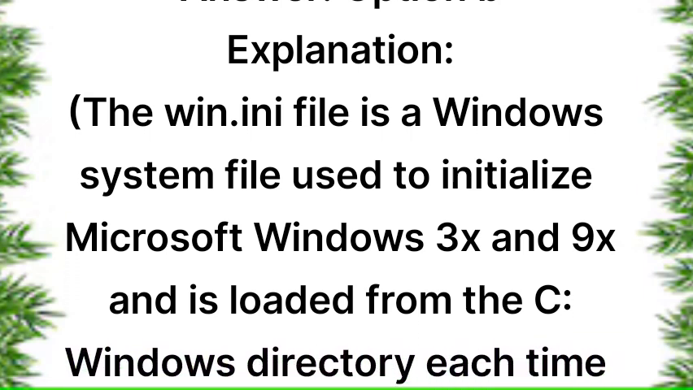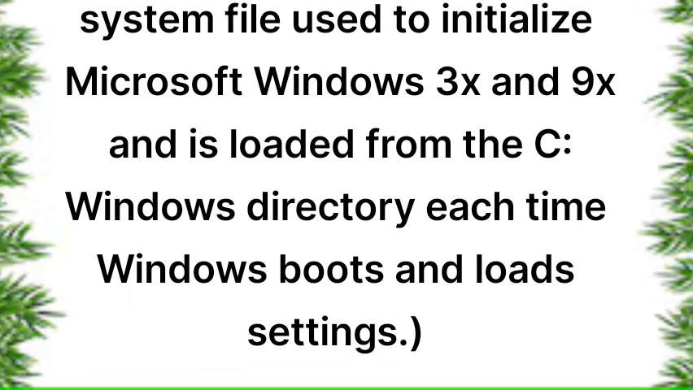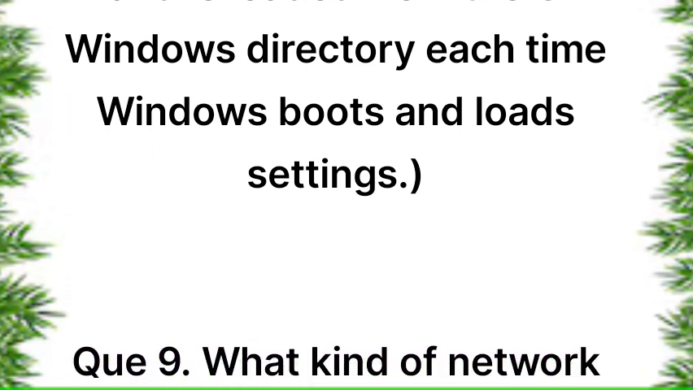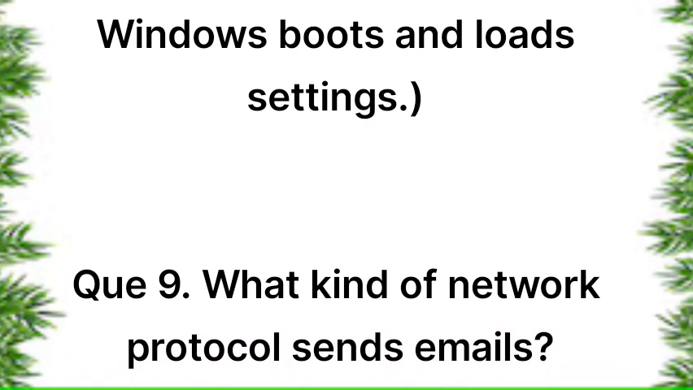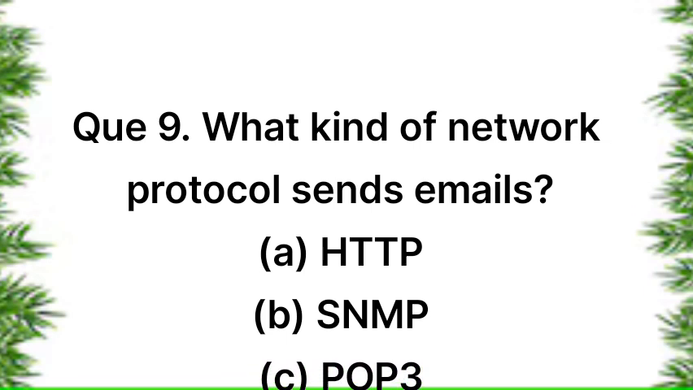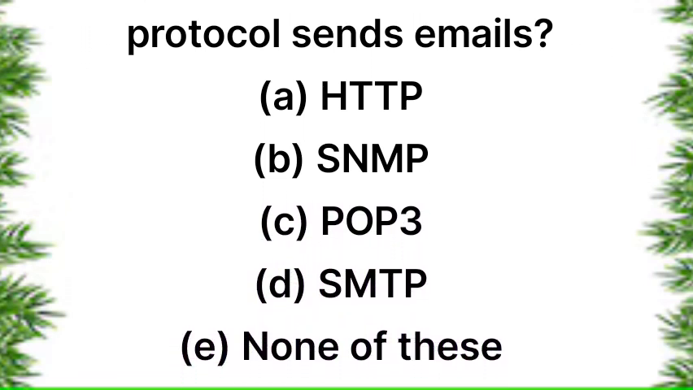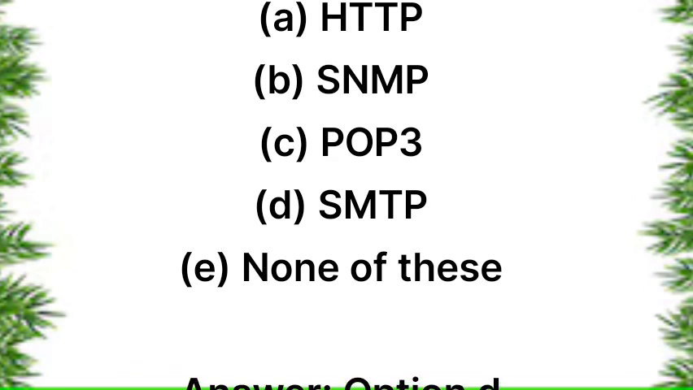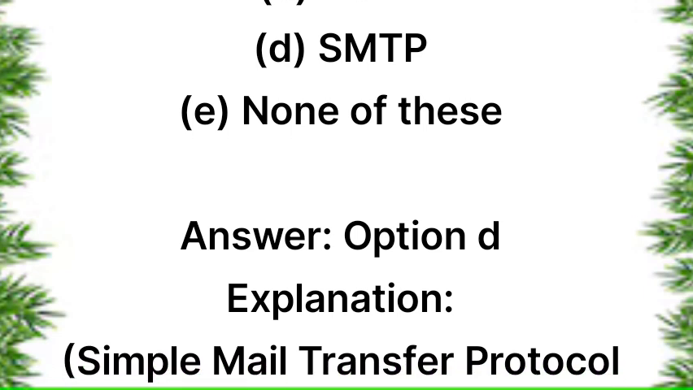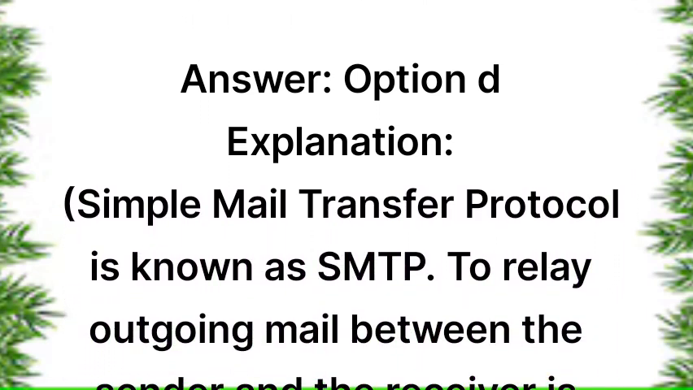Q9. What kind of network protocol sends emails? A. HTTP, B. SNMP, C. POP3, D. SMTP, E. None of these. Answer: option D. Explanation: Simple Mail Transfer Protocol is known as SMTP. To relay outgoing mail between the sender and the receiver is SMTP network protocol. When an email is sent, it is transferred over the internet from one server to another using SMTP.